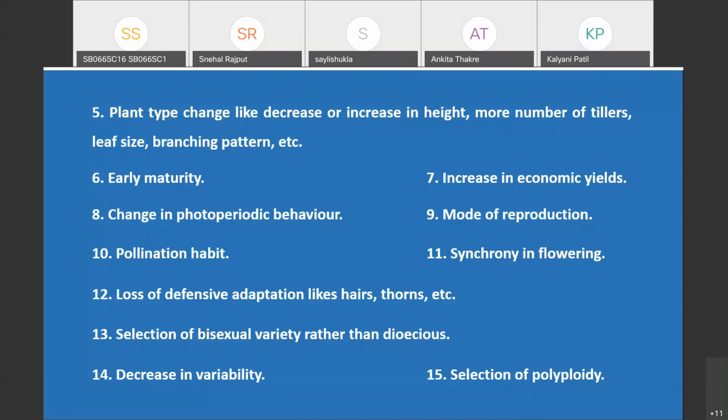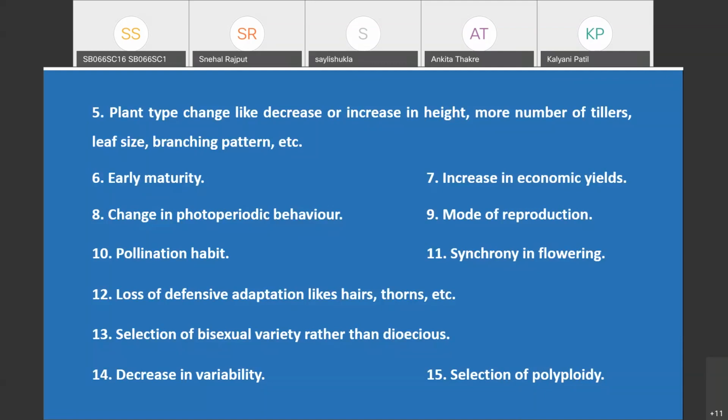Okay, many of the domesticated plant species are polyploids. For example, potato, wheat, sweet potato, tobacco, that is Nicotiana species, etc. While their diploid counterparts are present in nature. Okay, then we have discussed the mode of reproduction.